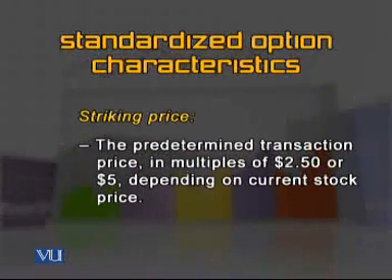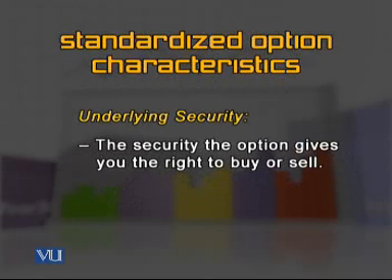A striking price would be, once again, the predetermined transaction price in multiples of 2.5, 5, 7.5, $10. Those would be the variety of ways, the transactions regime in which you talk about striking price, depending on current stock prices. Now, current stock prices can lead the striking price. So we would need to look at the underlying sentiment of the price, the underlying asset.